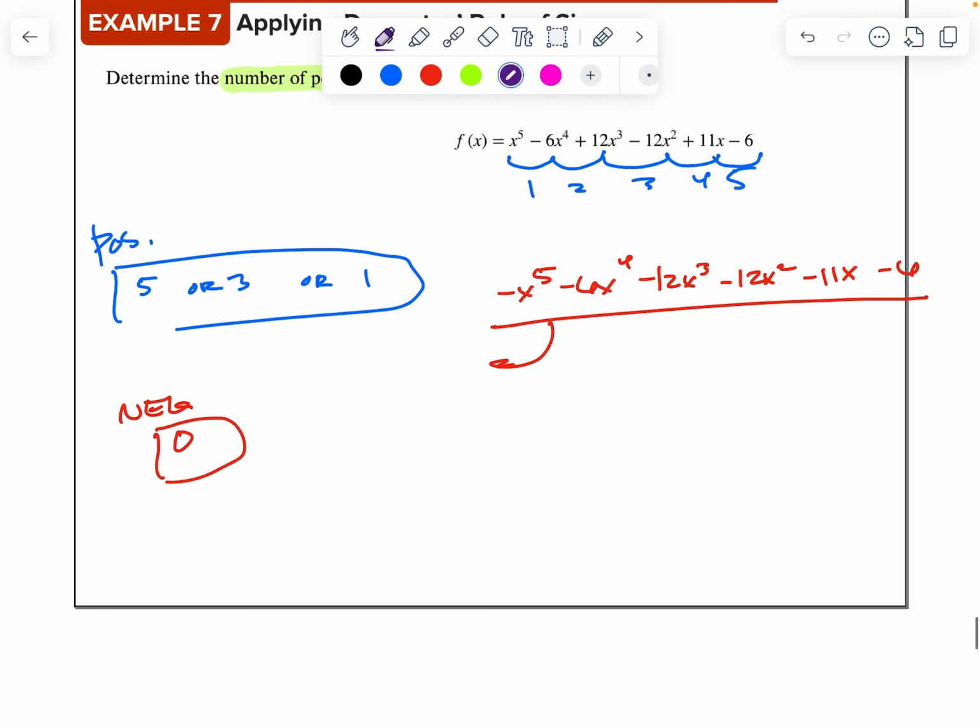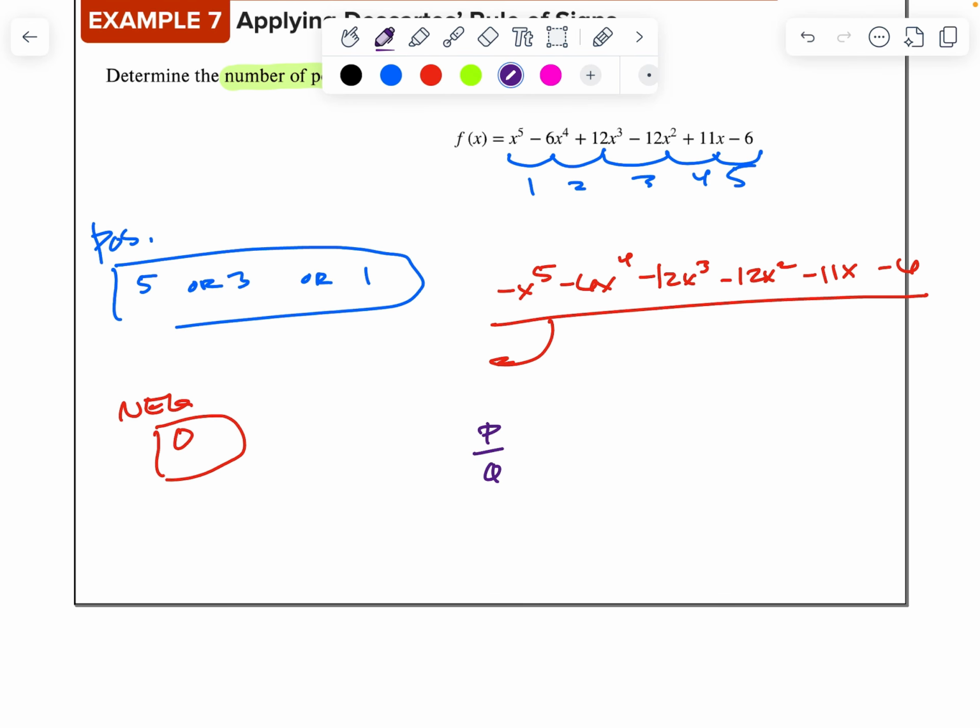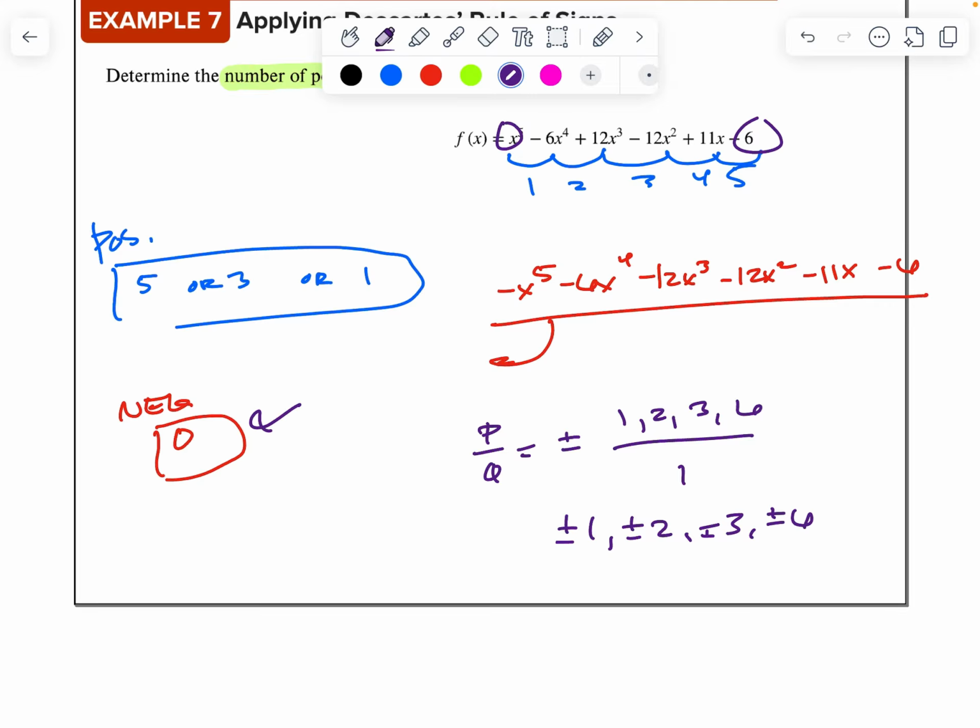And so when I go to do my solution search, I know I'm going to have P over Q. I'm going to have positive or negative 6, let's see, it would be 1, 2, 3, 6, right? All the factors of that over the factors of that over 1. So that'd be positive or negative 1, positive or negative 2, positive or negative 3, positive or negative 6. Since there are no negative solutions, I can just check 1, 2, 3, and 6. Those are the numbers that I'm going to check when I do synthetic division.